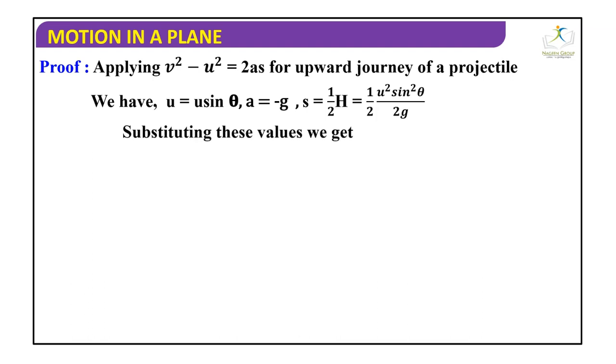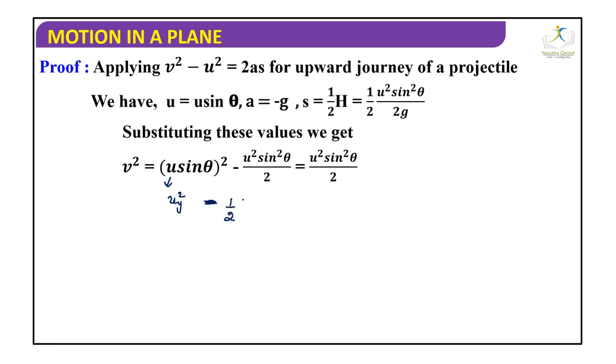So substituting all these values, we get v square is equal to u sine theta whole square minus u square sine square theta by 2. How do we get this? We know v square, and in the place of u the vertical component will be u sine theta. That's why we put this value minus half g t square, so in the place of a we put minus g, so I'll just put g.